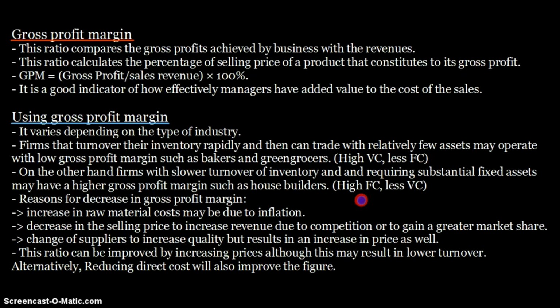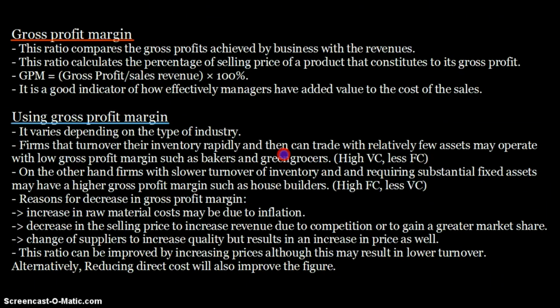We'll see about the net and operating profit margin later on, but the main idea here is that it varies depending on the type of industry, and since it varies, we can't compare businesses from two different industries. So we can't just say that if the ratio is low, then the business is not performing well.